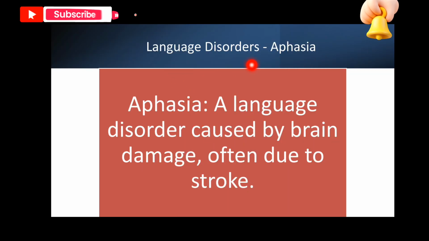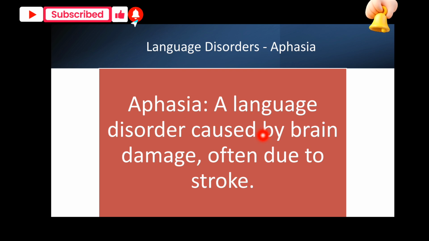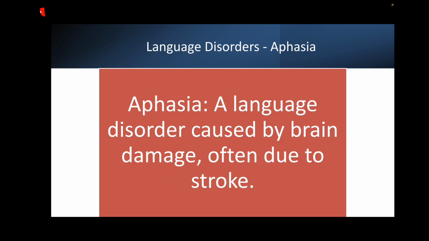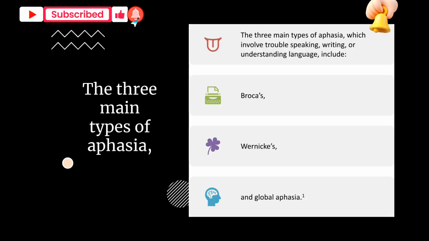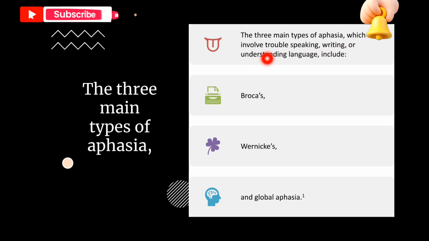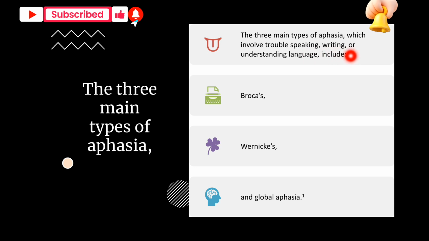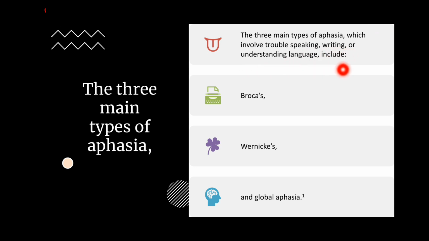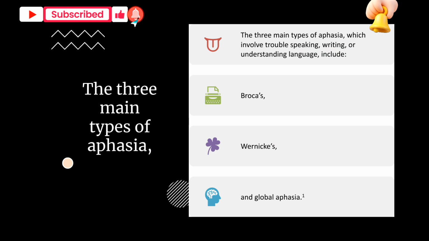Language disorder, aphasia. Aphasia is a language disorder caused by brain damage, often due to stroke. The three main types of aphasia, which involve trouble speaking, writing, or understanding language, are Broca's aphasia, Wernicke's aphasia, and global aphasia. If these areas are damaged, you will have problems.